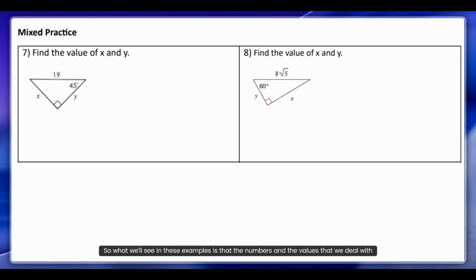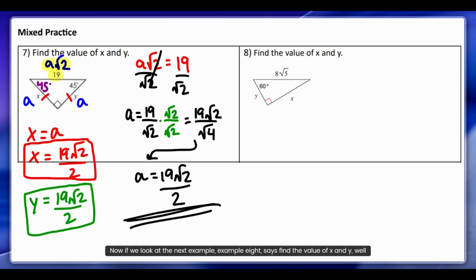So what we'll see in these examples is that the numbers and the values that we deal with become a lot more complicated. So if we look at the next example, example 8 says find the value of x and y. Well, now we're looking at a 30, 60, 90. They gave us the 60, the 90. That means we're looking at 30 degrees here. Now labeling our sides, across the 30 is a, across the 60 is a square root of 3, and across the 90, your hypotenuse, is 2a, right? That was the relationship of the sides in a 30, 60, 90.